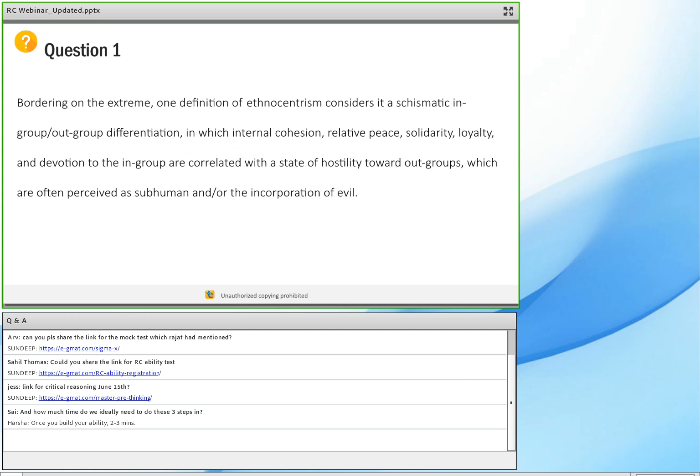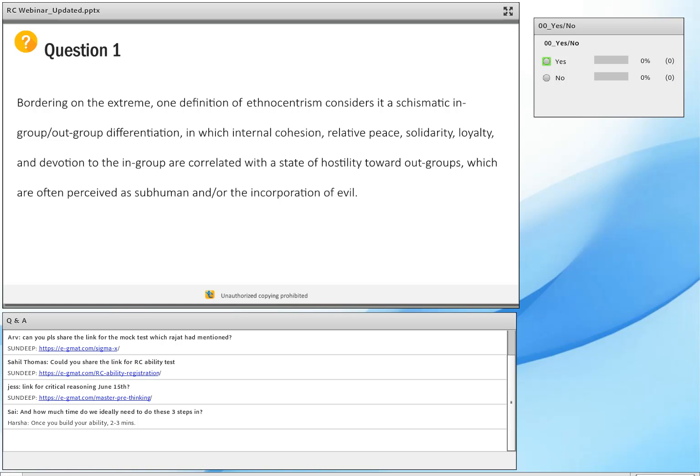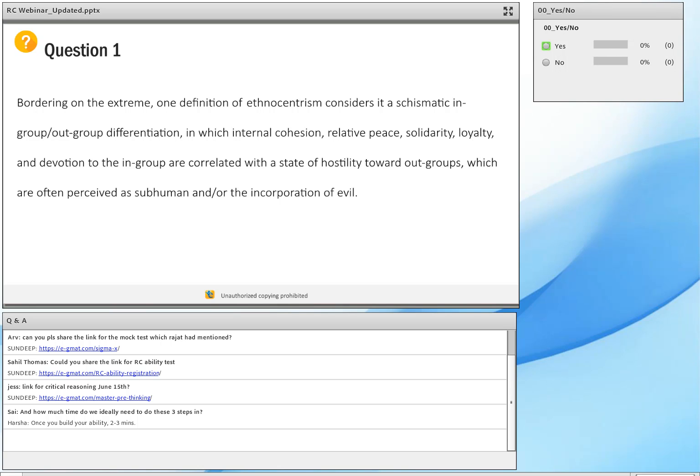Here is the passage. I'm going to mute myself and I'm going to select yes when you think you are done.